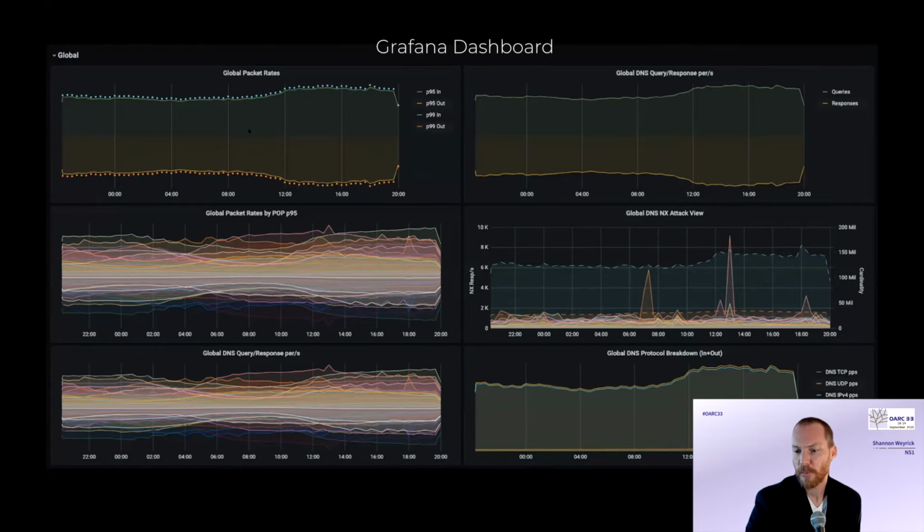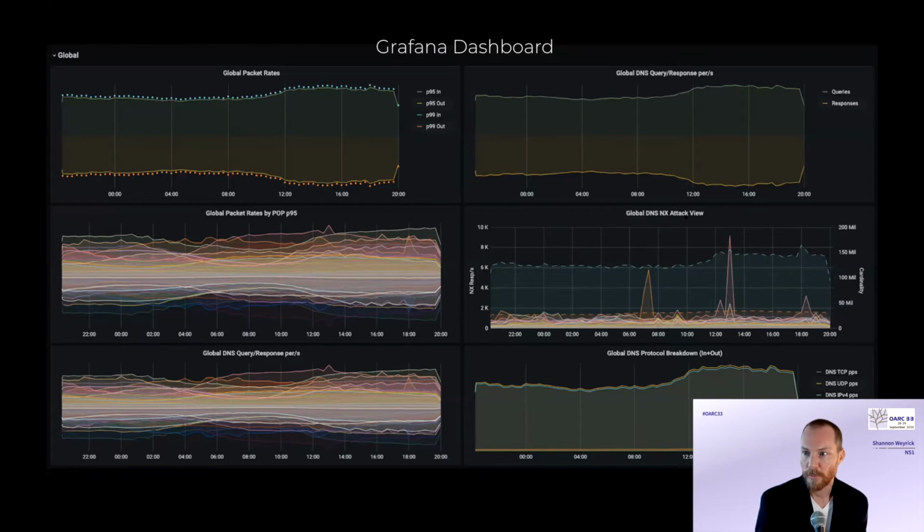Yeah, there's a DNS protocol breakdown. We can see what traffic is coming in across everything. And then global NX attack view. This is where we start to marry some of that interesting information. Here we have cardinality of the IPs that are querying the system, cardinality of the queue names that are coming into the system, and then the rates of NX domain responses.